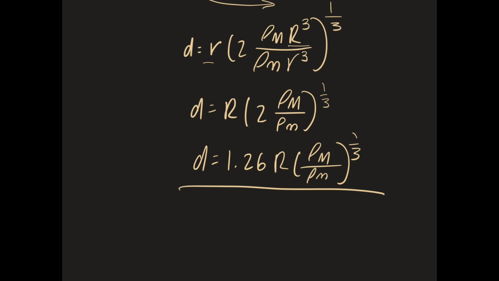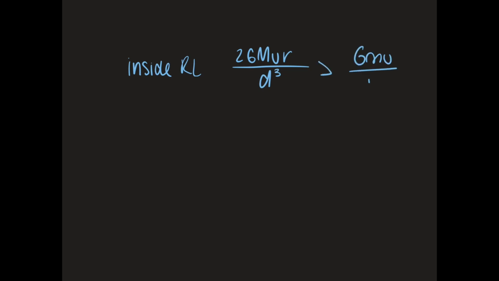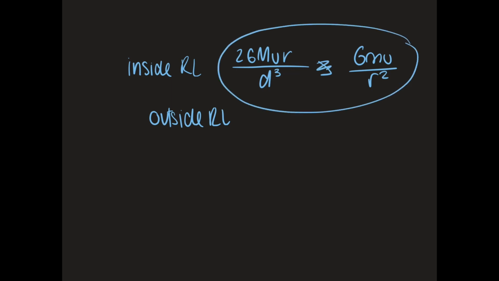Now I want to reiterate a very fundamental part of understanding the Roche limit, and that's the relationship between the tidal force and the gravitational force. We know that inside the Roche limit, the tidal force, which is 2 times the gravitational constant, times our masses and the radius over the distance cubed, is greater than our gravitational force. While outside the Roche limit, we know that this relationship exists, except the gravitational force is greater than the tidal force.